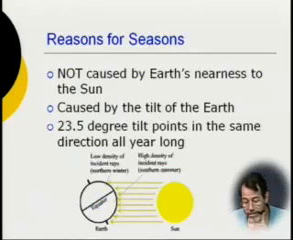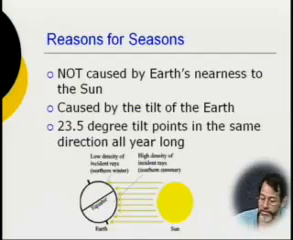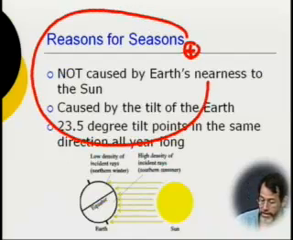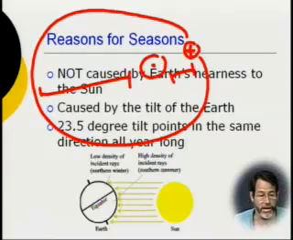Okay, over to seasons. There's a common misconception that the seasons are caused by how close the Earth is to the sun. In this misconception, you have the Earth here, and the Earth orbits the sun in an elliptical orbit, with the sun drawn to be here. So in this misconception, when the Earth is near the sun, then it's summer, and when the Earth is far from the sun, then it's winter. But that's not true.